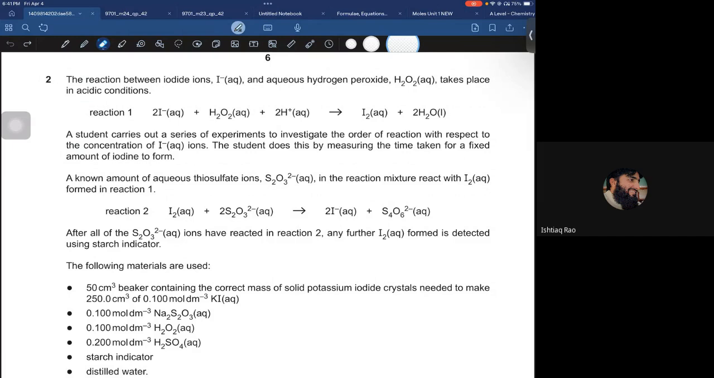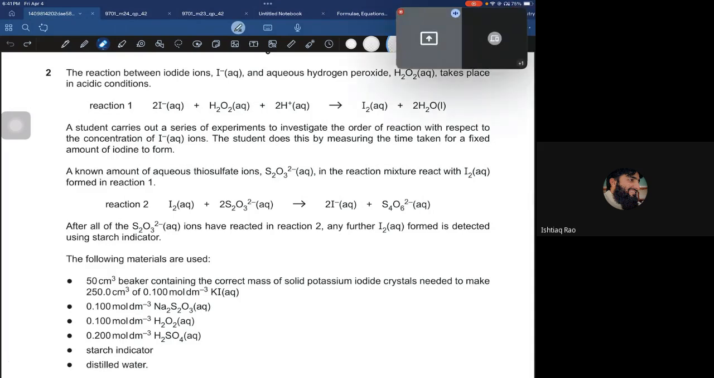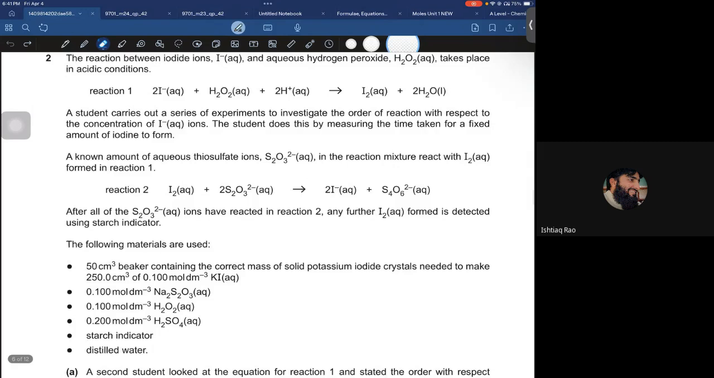Okay, so we did question number one. Today we are going to do question number two. The reaction between iodide ions and aqueous hydrogen peroxide takes place in acidic conditions.